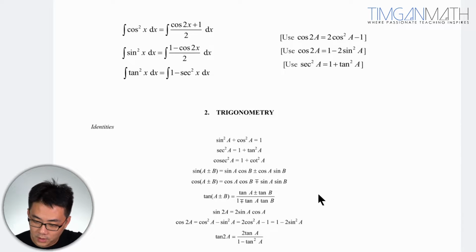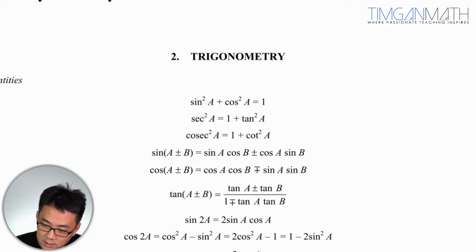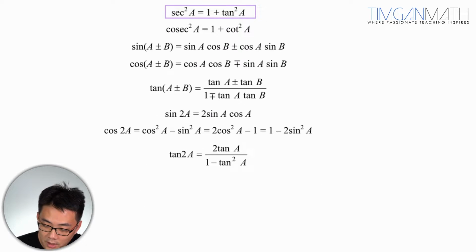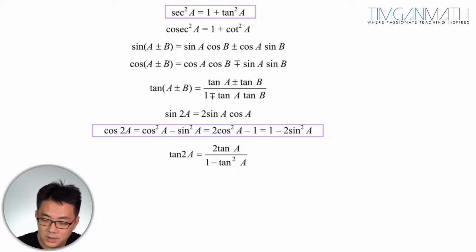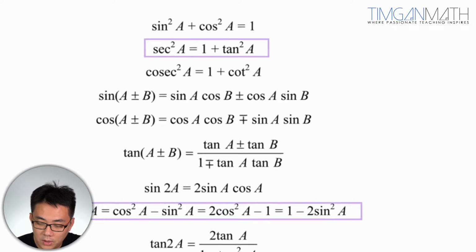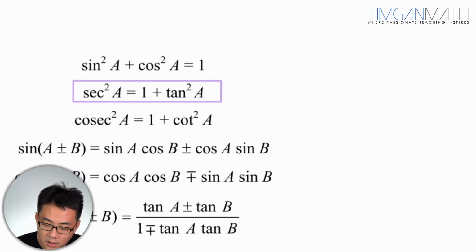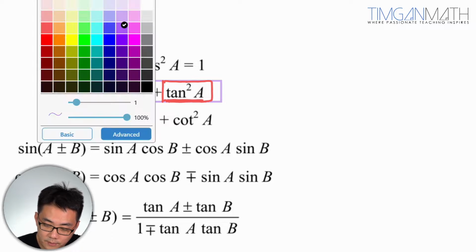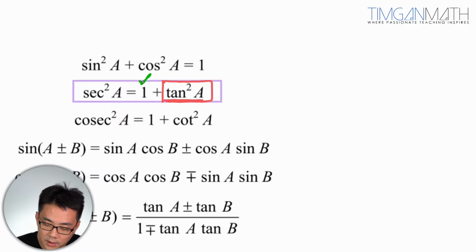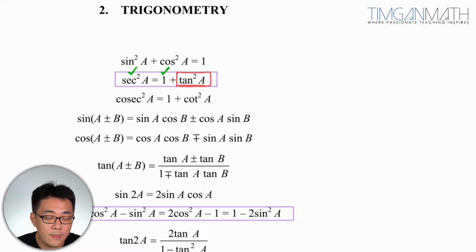For this part of the formula, what we actually need is this secant square a. This is given in the exam, okay? And also the cosine 2a formula, because this is very, very useful. Tangent square a is what we don't have the formula for. We can't integrate this, right? But what we can integrate, however, is the 1 and also the secant square. Integrating secant square would be tangent.